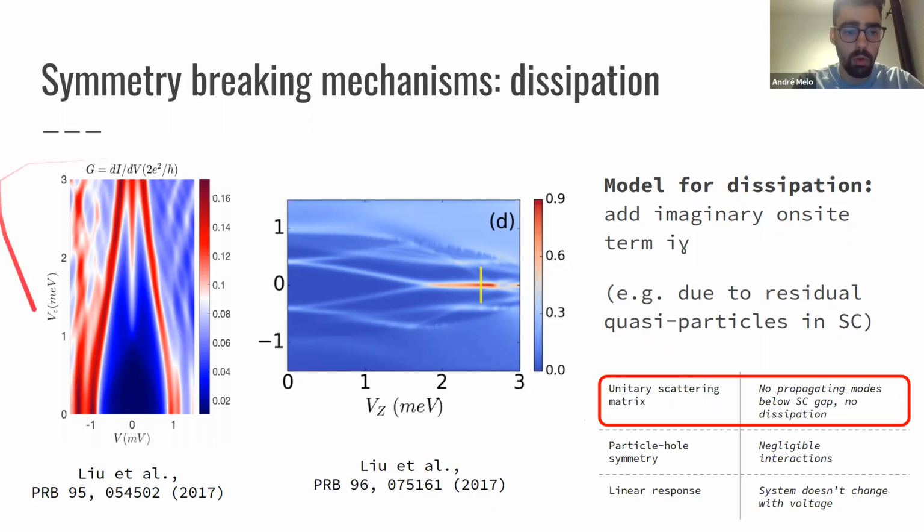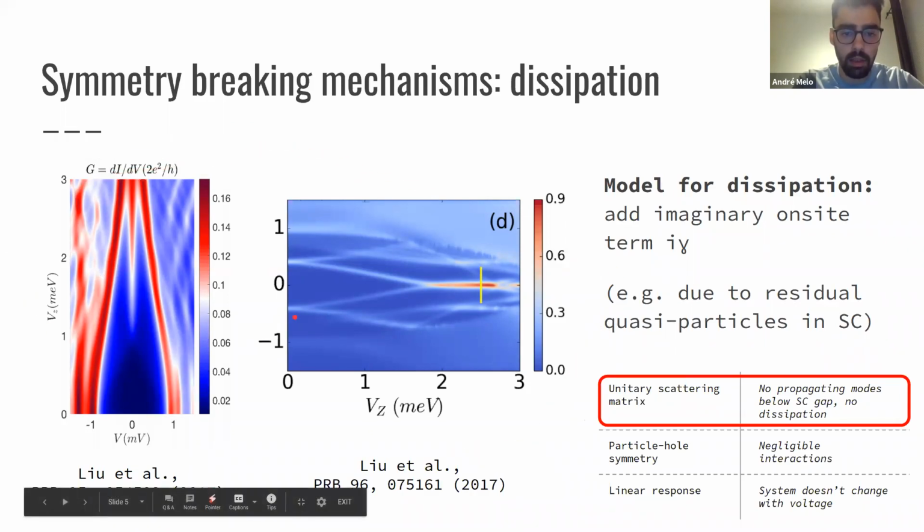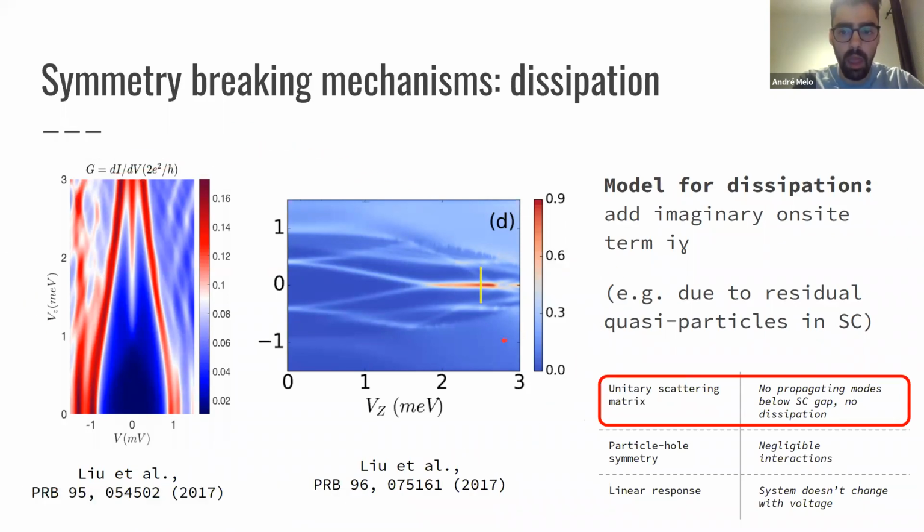These are two works that look at that, and to model this dissipation, they add an imaginary on-site term, which makes the Hamiltonian non-Hermitian. This is a heuristic way of putting dissipation into the system. And they observe, indeed, subgap conductance asymmetry.